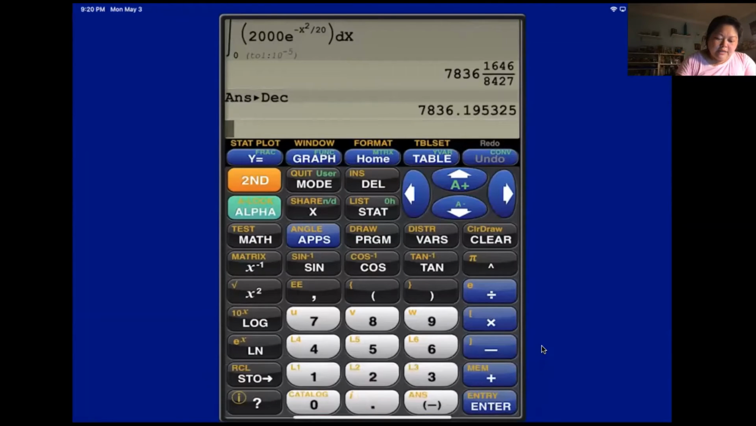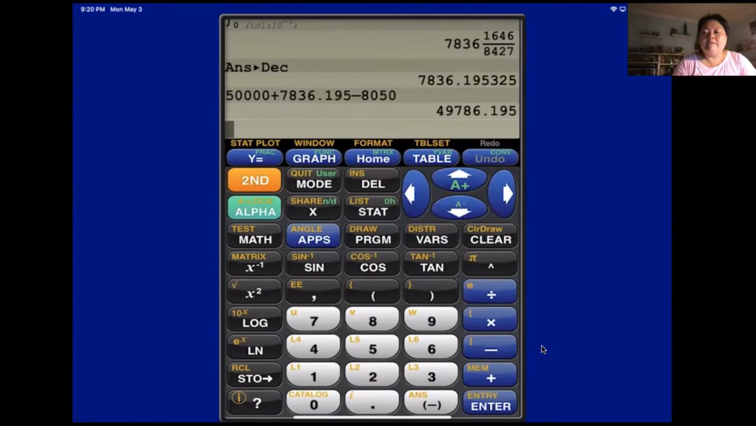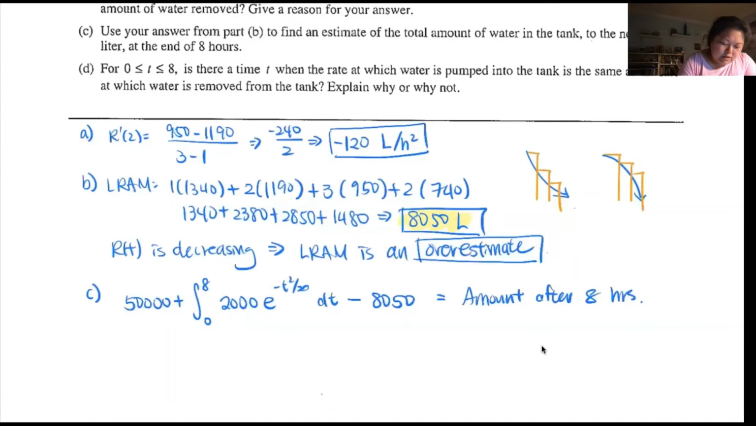Oh, and don't forget, I started with 50,000, right? Plus pumping in this 7,836.195, and then subtract, take away the pumping out. How much did I pump out? 8,050. So how much is left in the tank right now? 49,786.195. All right, so that's how much is left at the end of 8 hours.